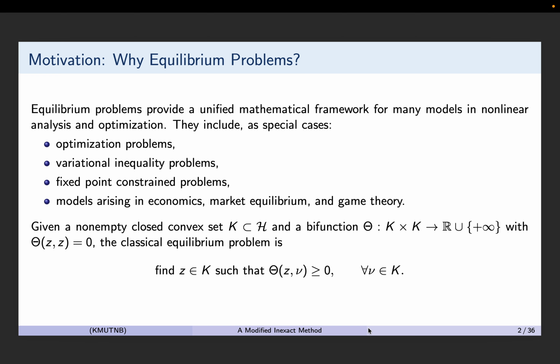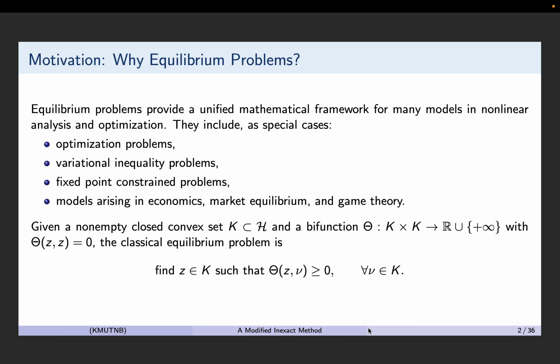So why equilibrium problems? As we know, equilibrium problems provide a unified framework for many models in nonlinear analysis and optimization. As special cases, such models can include optimization problems, variational inequality problems, fixed point problems, and models arising in economics, market equilibrium, game theory, and so on.